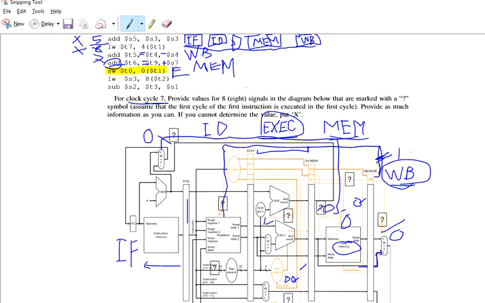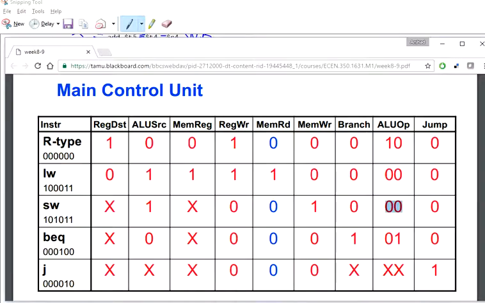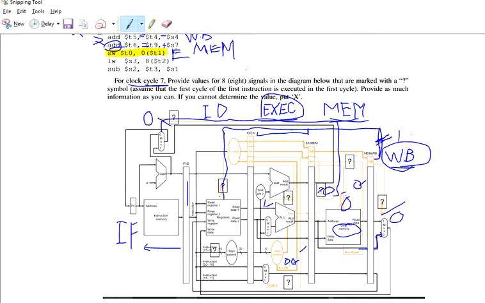Let's scroll down a little bit to find register destination. We know register destination is going to be don't care, because store word is not writing anything to the register. So register destination is going to be don't care, the X. Okay.